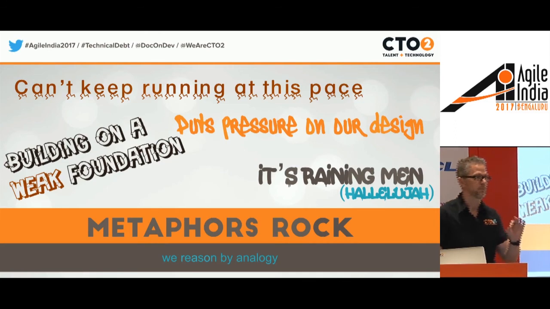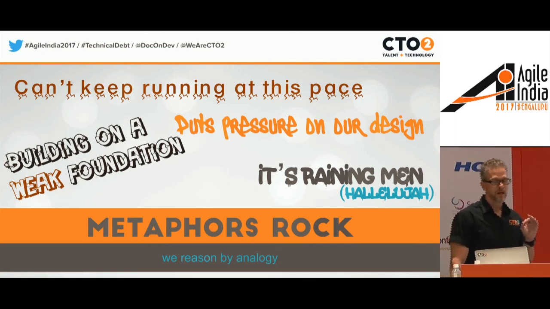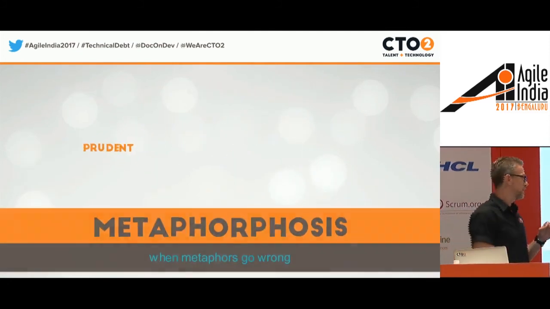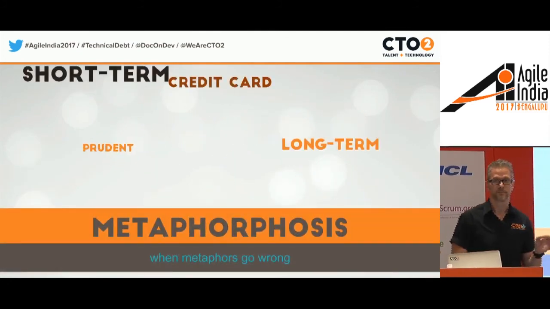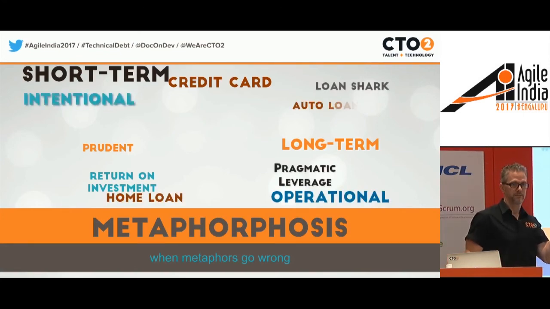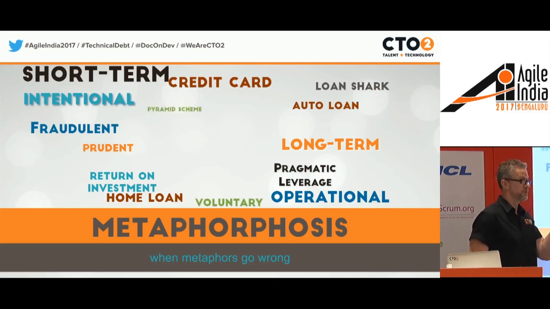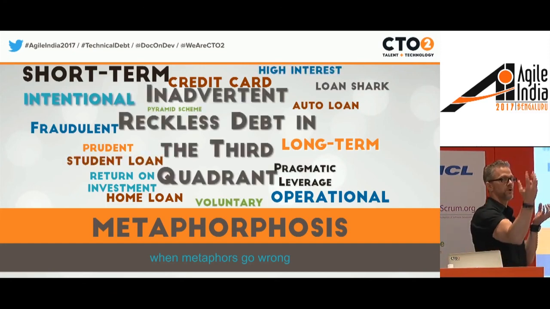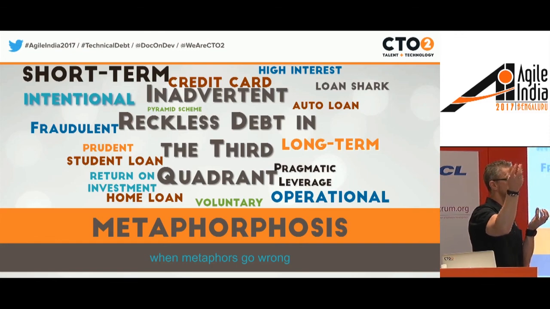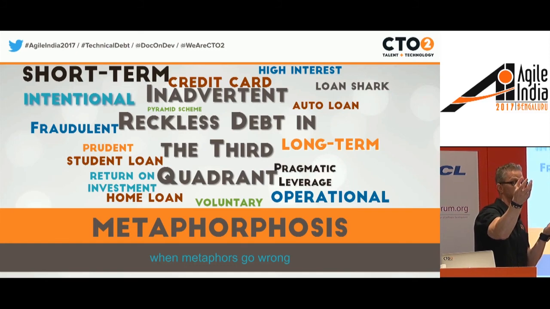But there's a problem with similes and metaphors. That problem I call metamorphosis. And this is when metaphors go wrong. What happens is we have the actual topic, which some of us understand and some of us don't. We have the replacement topic, which theoretically we all understand. So we begin this conversation about debt when we're really talking about refactoring, right?